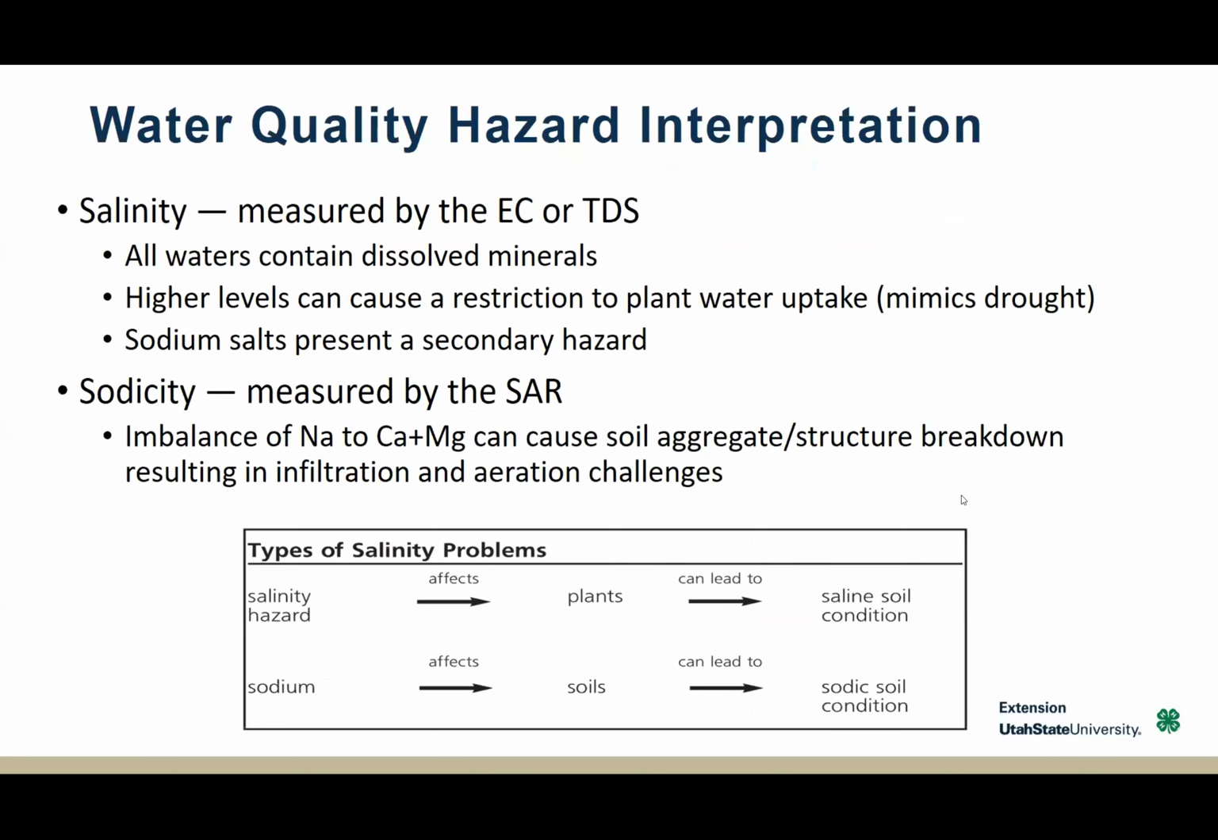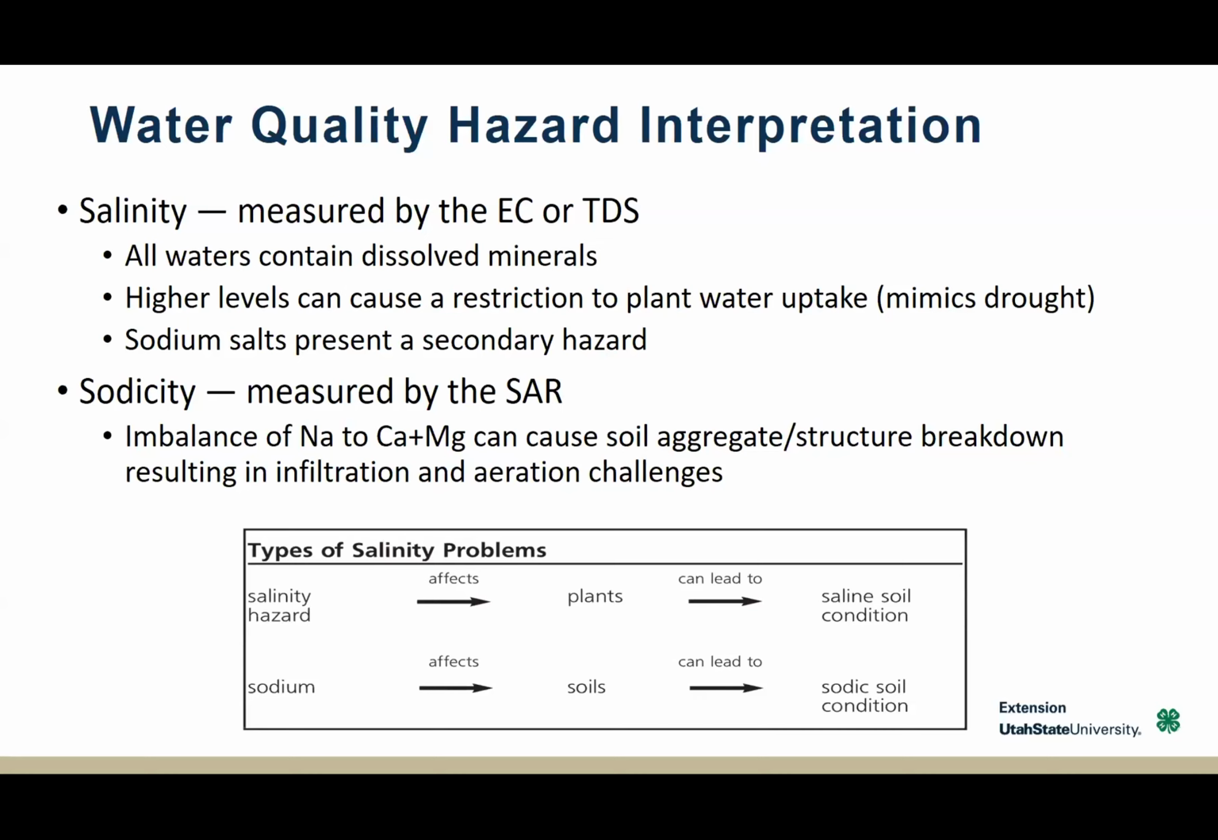If we take a look at any natural water, all waters contain some dissolved minerals. Salinity, then, that dissolved mineral content, is measured in 2 different ways: either by the electrical conductivity of the water or a total dissolved solids content measurement. And we'll look at these and the units that are used and how we go between these different measures so that you can make comparisons to analyses you might get from different sources.